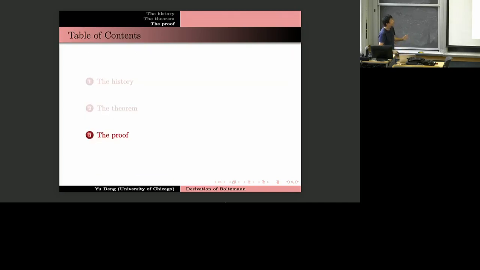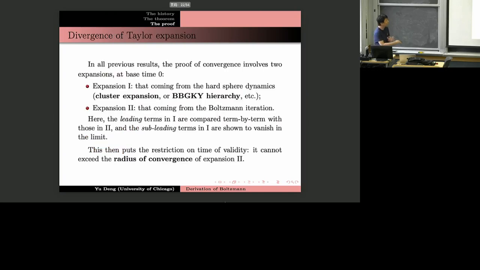Okay, so if I have 15 minutes, let's talk a little bit about the proof. What is the main idea of the proof? How do we go from short time to long time? The reason why all the previous results have been restricted to short time is because the strategy is doing an expansion starting from time 0. There are two expansions that we do. First is the expansion coming from the hard sphere dynamics, the particle dynamics. We can do the so-called cluster expansion, or do it via the so-called BBGKY hierarchy. These are two essentially equivalent approaches. Then there is a second expansion, coming from iterations of the Boltzmann equation.